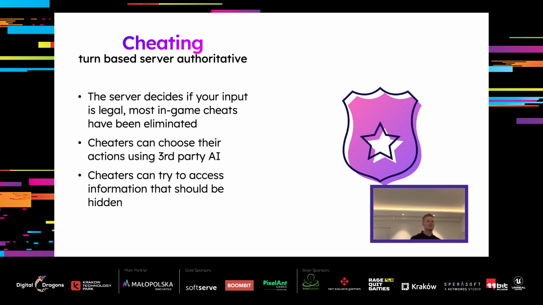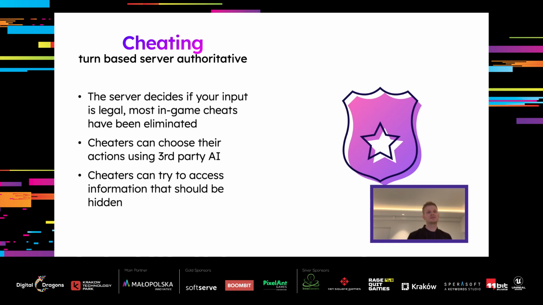But that's the other kind of cheating. And of course, cheaters can try to access the information in the game state, because the server is constantly broadcasting the game state to all the clients. So some wall hacks can be implemented, for example.